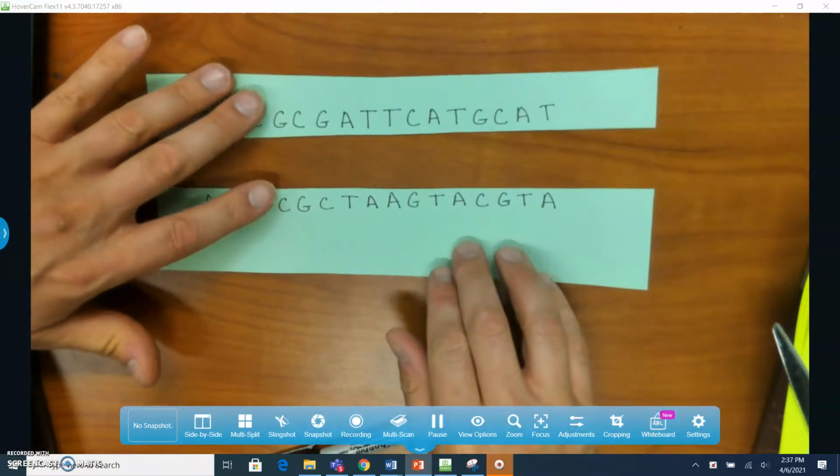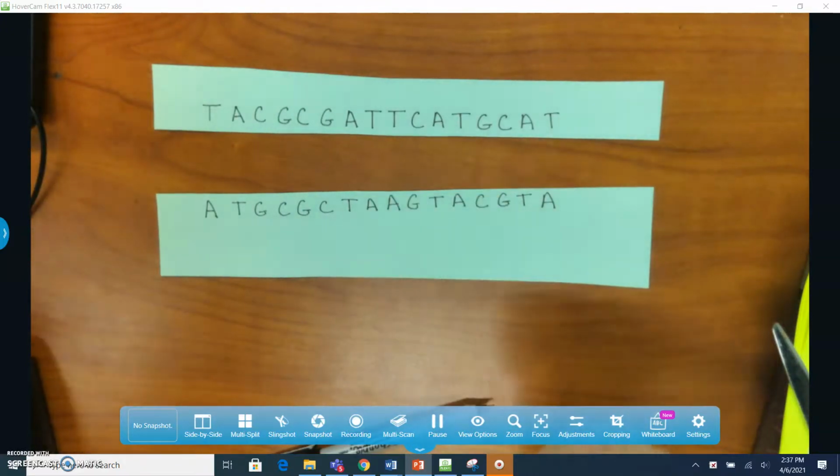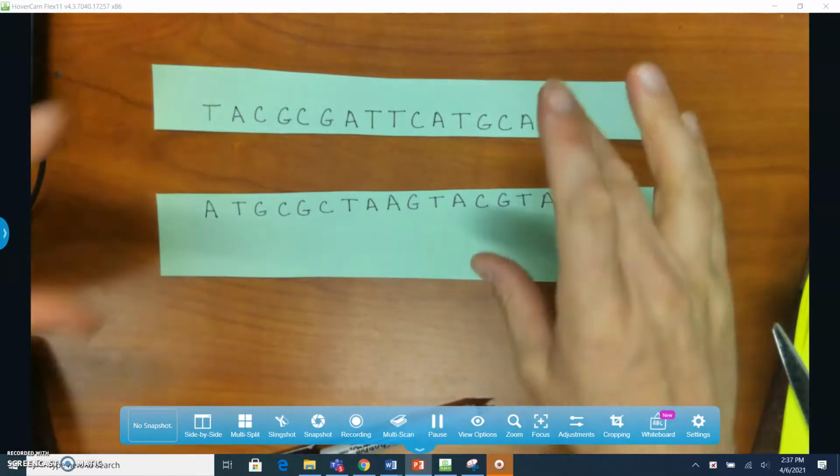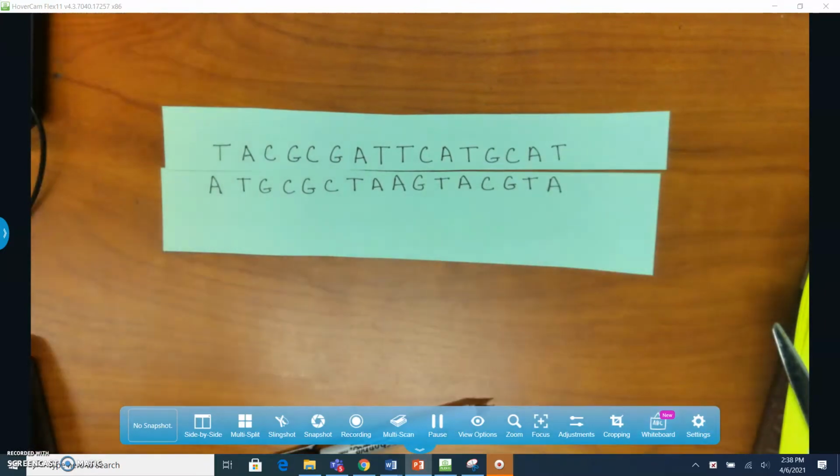However, the DNA strand, now that it's been used as a template to make that mRNA strand that we just looked at, the hydrogen bonds reform, and the DNA goes back together.